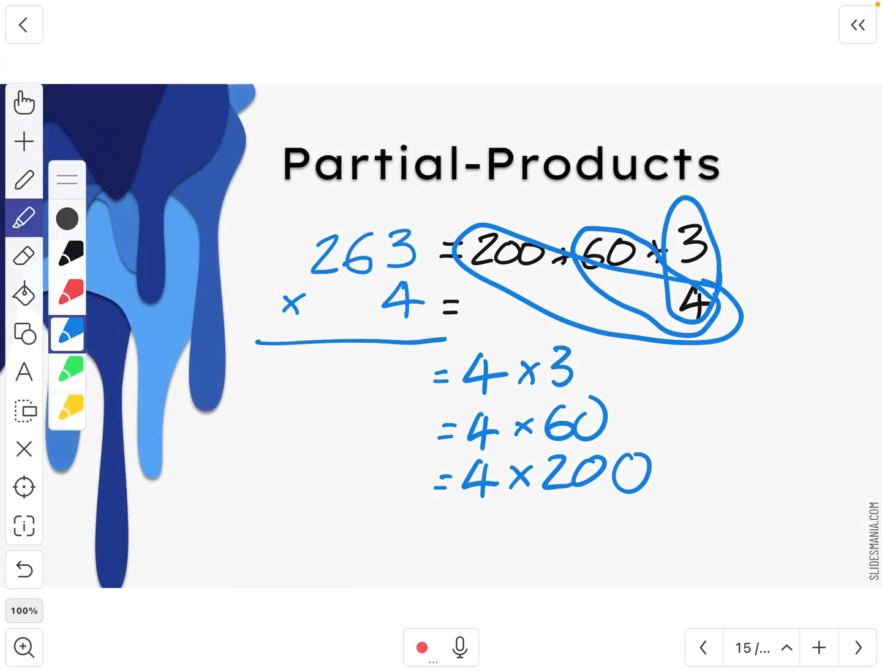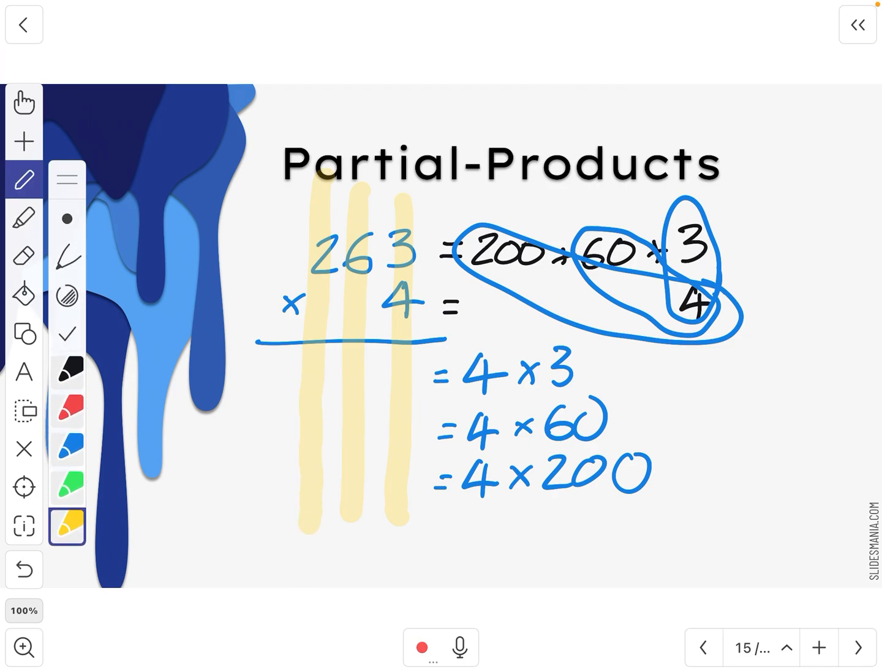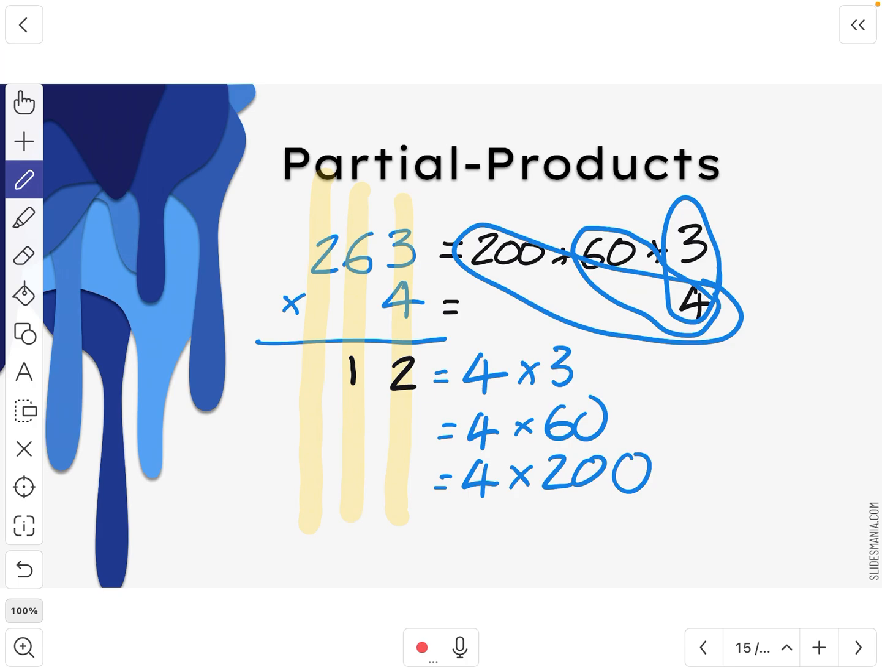Now, one tip that will make this a lot easier for you is if you keep things lined up in place value columns. Lining up your numbers is always helpful, especially when you're doing a new method like this. So 4 times 3 is 12, so we put the 1 in the tens place and the 2 in the ones place. 4 times 60. Remember, we're going to use that multiplying by tens rule now. We do the 4 times the 6, and then we add 1 0. In this case, we'll add the 0 first. And then we know 4 times 6 is 24.